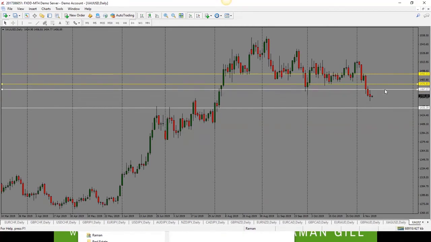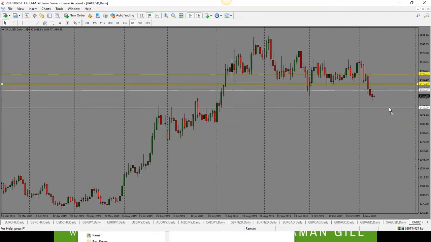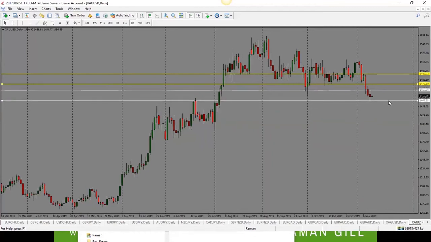So what I would look for is to see how price reacts at the high and low of today's candle. So if price goes through the high of today's candle, I will look for it to go into 1476 and then potentially into 1493. But if it drops through the bottom of 1448, it could go even lower into 1435, which is our next level of support and resistance. So right now, bias is neutral for gold.